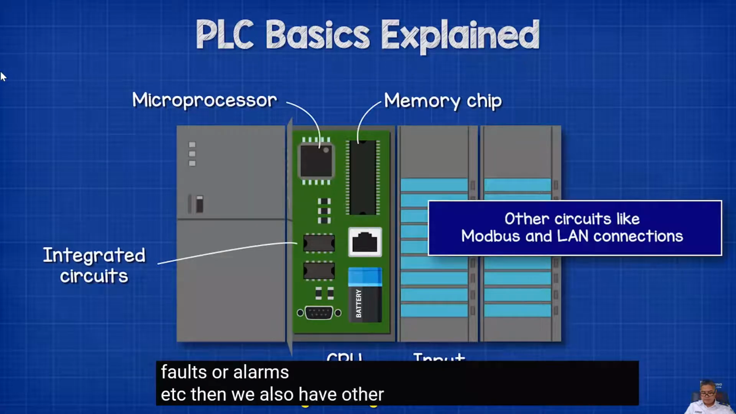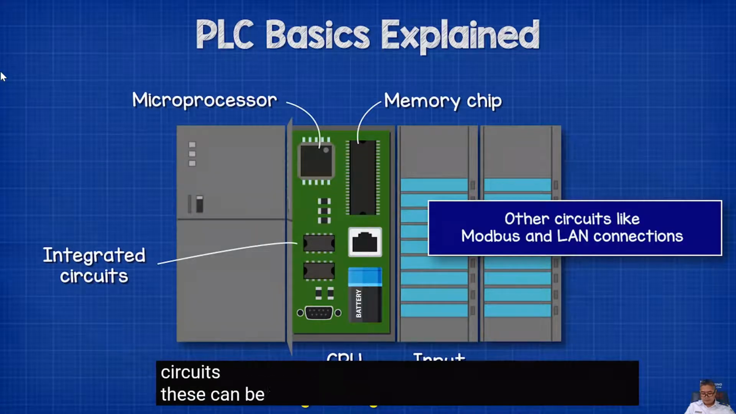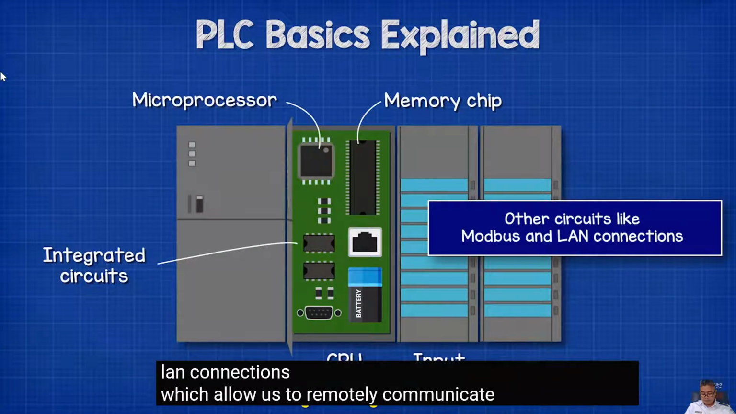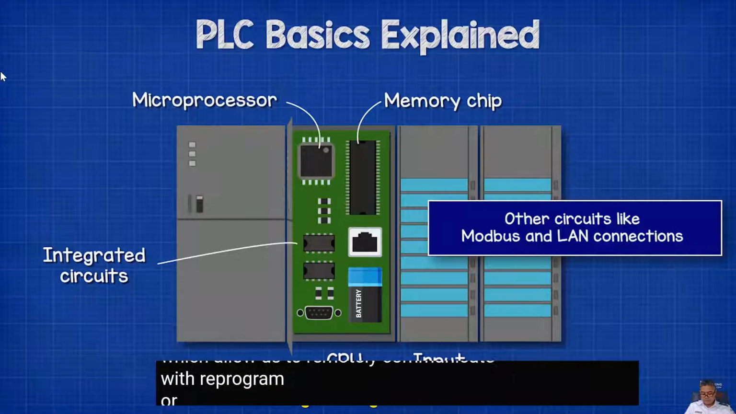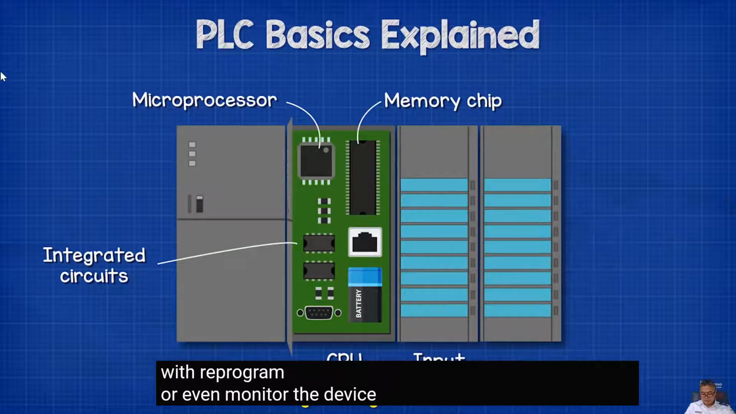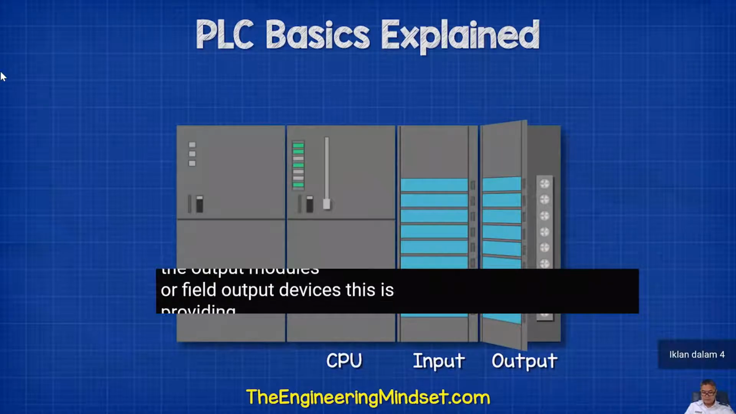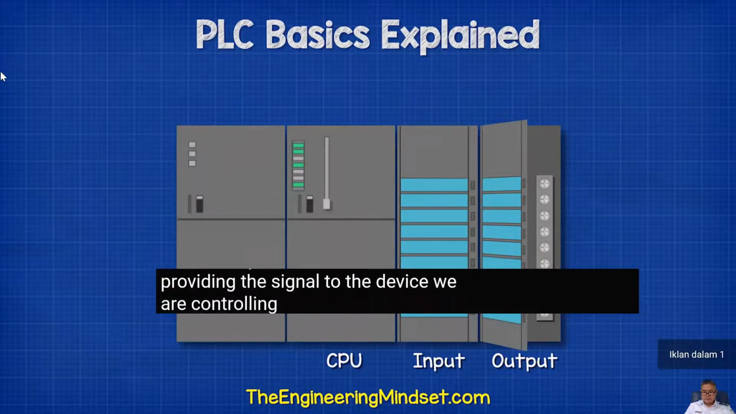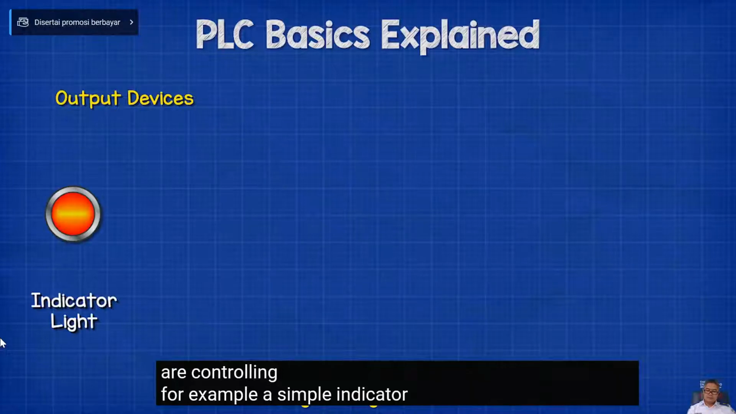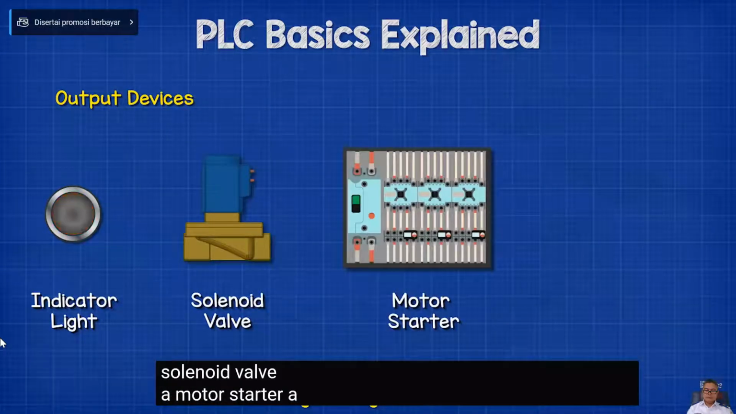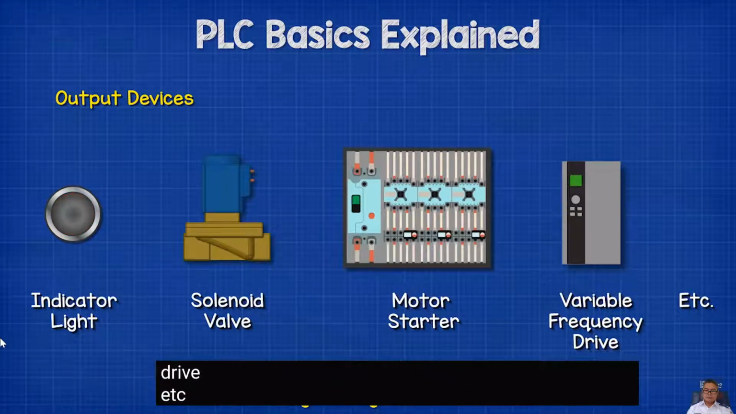Then we also have other integrated circuits. These can be things such as Modbus and LAN connections, which allow us to remotely communicate with, reprogram, or even monitor the device. Then there's the output modules, or field output devices. This is providing the signal to the device we are controlling. For example, a simple indicator light, a solenoid valve, a motor starter, a variable frequency drive, etc.